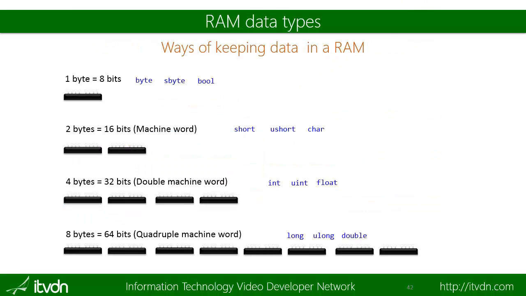On this slide, we have some ways of keeping data in a RAM. Here we have 4 different ways. We can save it in a byte, in which case we have a maximum of 8 bits, but a byte can be just a byte unsigned, or it can be a signed byte. This S means sign. It means if you want to create a byte that has a negative value, you have to create an S-typed byte.